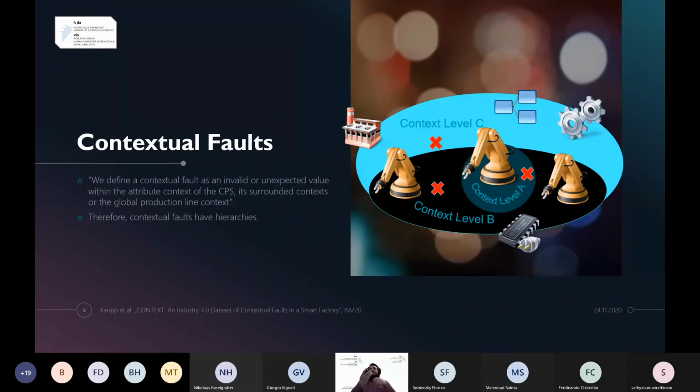The major purpose of our context dataset is to showcase our contextual faults. In our opinion, the context matters in such a complex environment, where you have so many interconnected machines and data involved, so you need some sort of context to set outliers into perspective and find a reason for the fault. So we defined the contextual fault as an invalid and unexpected value within the attribute context of a CPS. It's a rounded context, a global production line context. As a result, we have context hierarchies around machines, around machine boundaries, or the whole production line, here represented as context level C.